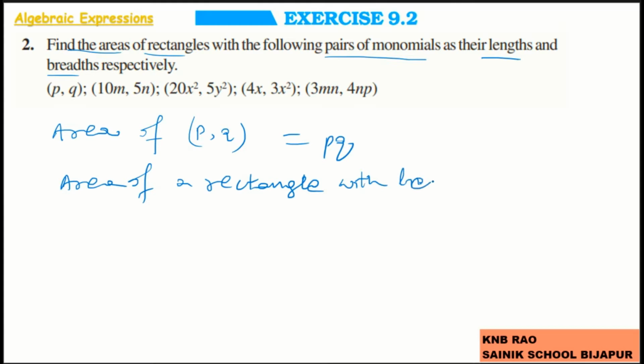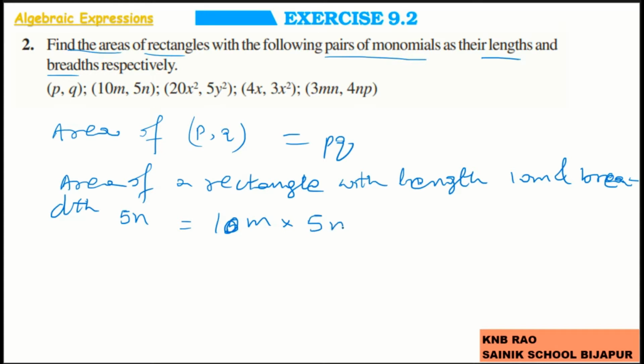The area of a rectangle with length 10m and breadth 5n is 10m into 5n, and as a result, 50mn. Now, the first one I did, the second one I did, and you can do the third, fourth and fifth.